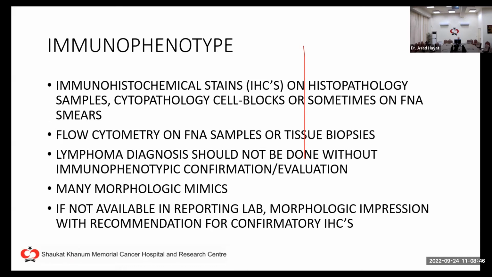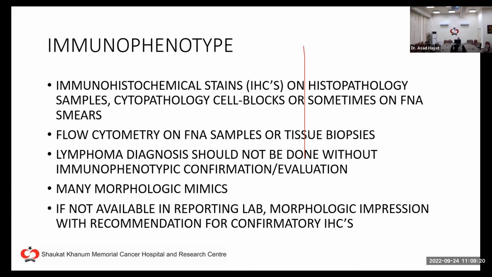So a little bit about the immunophenotype. As we'll get into the WHO classification, some things they say are essential and some things are, I suppose, on the wish list, but they're not available everywhere. In this day and age, having an immunophenotype, for the diagnosis of lymphoma at least, is considered an essential. So the immunohistochemical stains can be done on histopathology samples, such as cores and excisions.